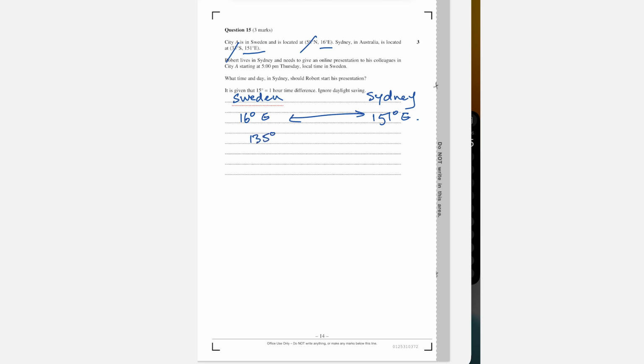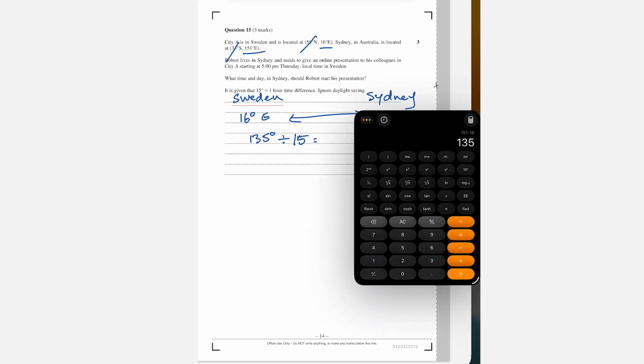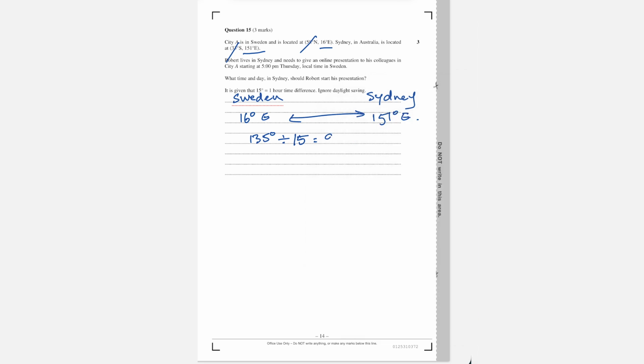And then we want to divide that by 15 to get the number of hours that time difference represents. So 135 divided by 15 is equal to 9. 9 hours time difference. Great. So now it's saying that the presentation is starting at 5 p.m. Thursday local time in Sweden. So we want to know when it's 5 p.m. Thursday, what time is it in Sydney? We know that there's going to be a 9-hour time difference.